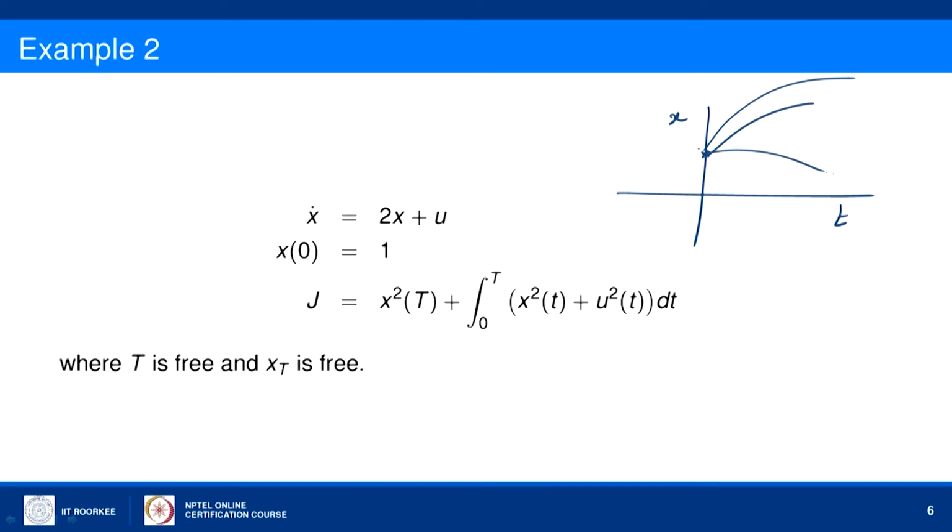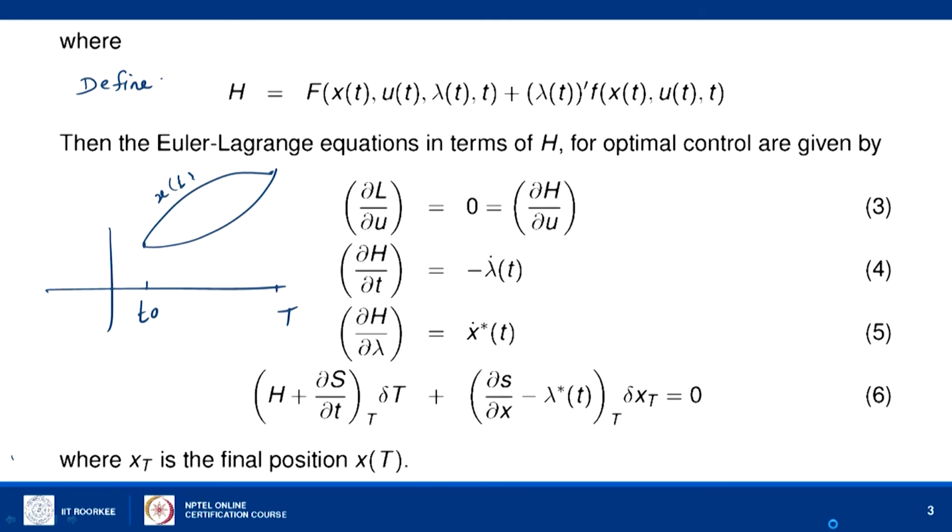Similarly, initial position is fixed and final position is arbitrary. Now we will make use of equations 3, 4, 5 subject to the boundary condition 6. Because final time is free, delta t is arbitrary. Similarly, final position is also free, so delta x at capital T is also arbitrary. These are the two arbitrary quantities, delta t and delta x_T.